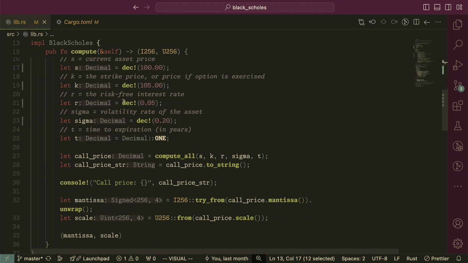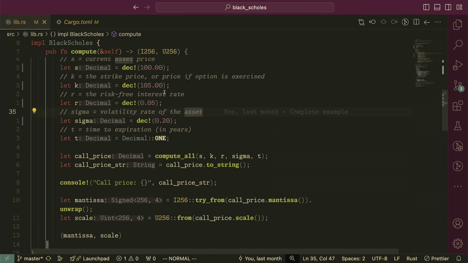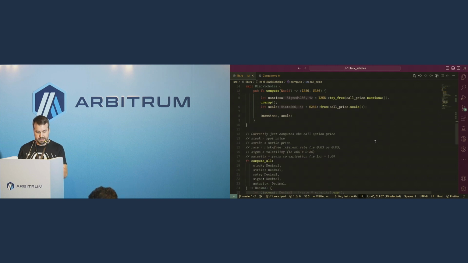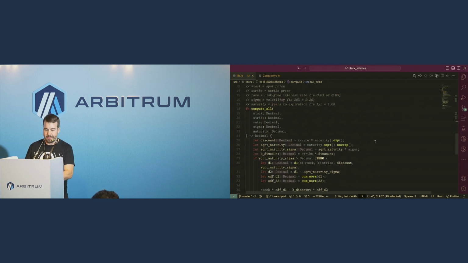So when I'm calling this, that's just a decimal macro that comes with Rust decimal. And the risk-free rate is 5%. The sigma is 20%. The time to expiration is 1 year. And then we're calling this compute all function. We're passing in those values, and let's just jump into that function.